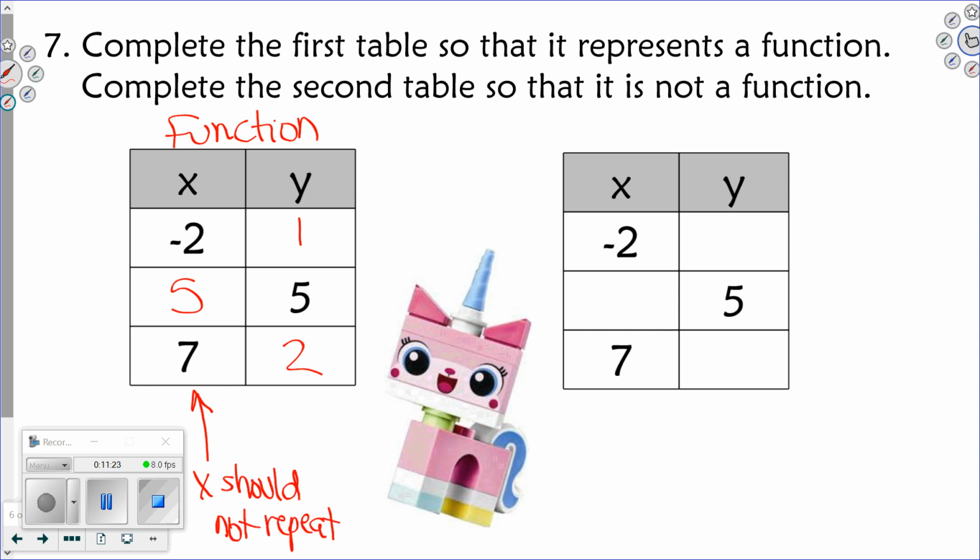Right? I don't want to put a 7 in and get a 2, and put a 7 in and get a 5. That should not happen. So if the second one says complete it so that it is not a function, then what should the x's do? They should repeat. So if I put another -2 here, what's the only thing that should not be listed here? A 5. Because if I put a 5 here, it's a function. Right? Because if I plug in -2, you get a 5. Plug in -2, you get a 5. That's good. But if I put a 9 there, it's not a function anymore. And I don't care. Pick a number there. Doesn't matter.